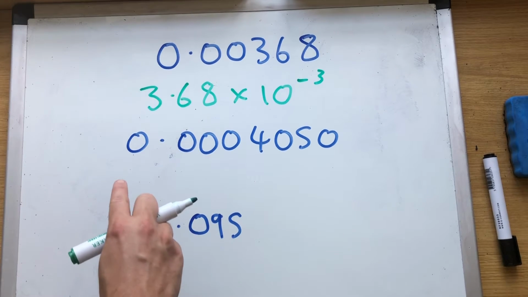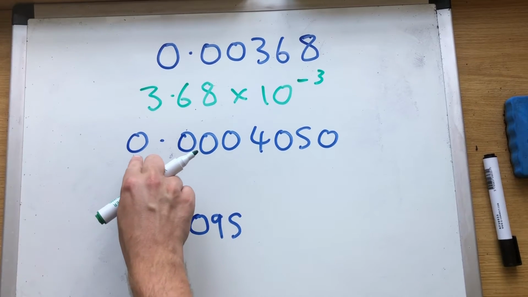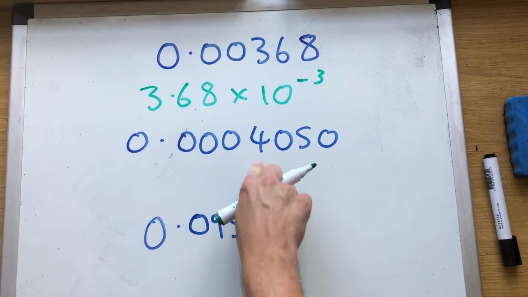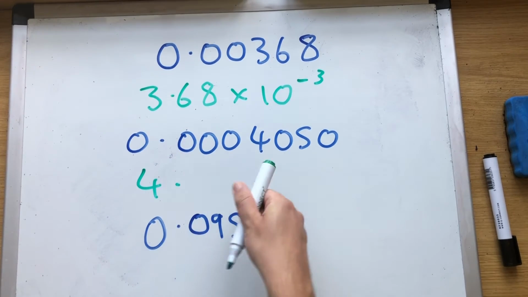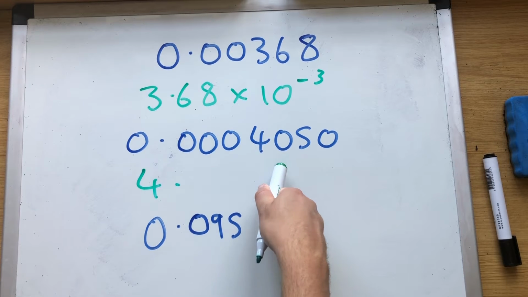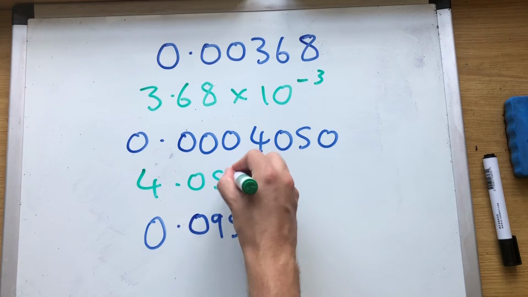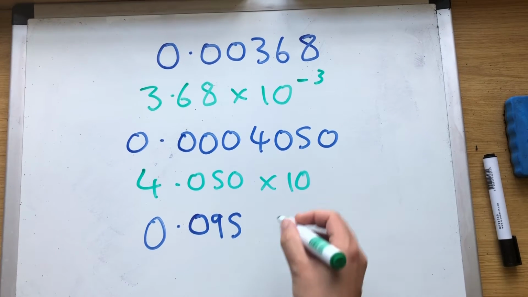This one here, looking for our first non-zero. Doesn't count, doesn't count, doesn't count, doesn't count. There we go, our first non-zero, 4. Copy out everything after the 4. So point, and then everything after the 4: 0, 5, 0. Times 10, it's always times 10.